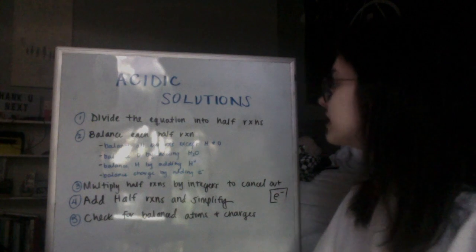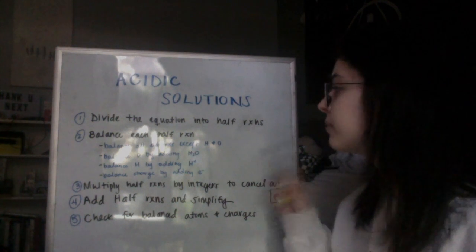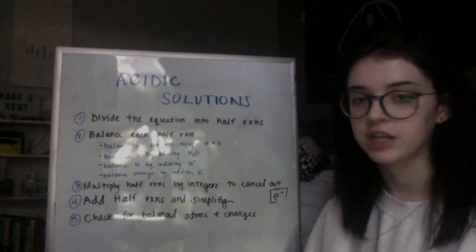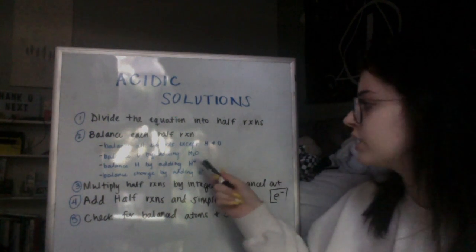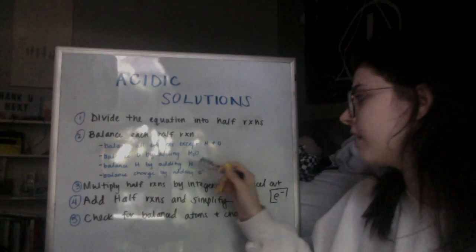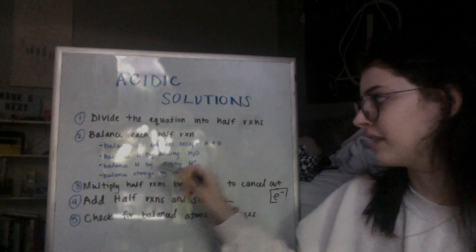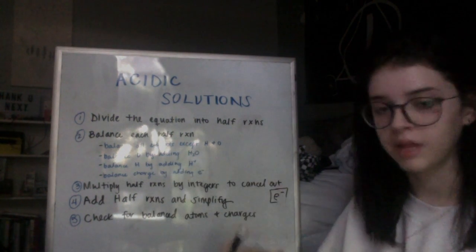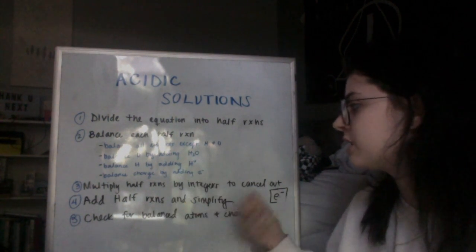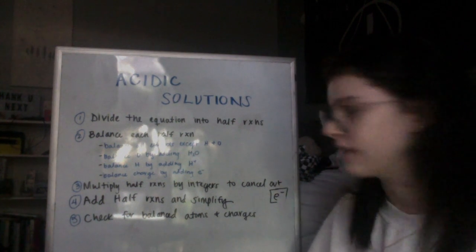So starting with acidic solutions, the first step is divide the equation into half reactions. The second step is to balance each half reaction, which includes balancing all elements except for H and O, and then balancing O by adding H2O. Then balance H by adding H+, and then you balance the charges by adding electrons on each side.